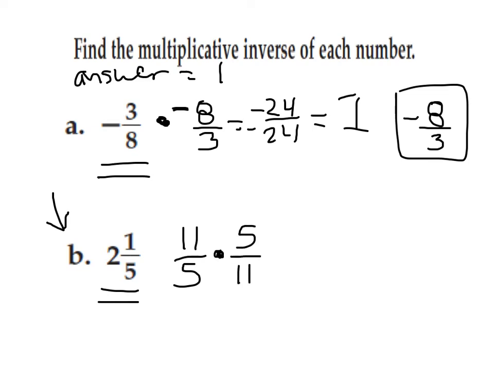We're going to check to see if it's equal to 1. Here's something we can do real quick. 11 goes into 11 once. 5 goes into 5 once. And the end result is 1. The answer, though, is our reciprocal, 5 over 11.